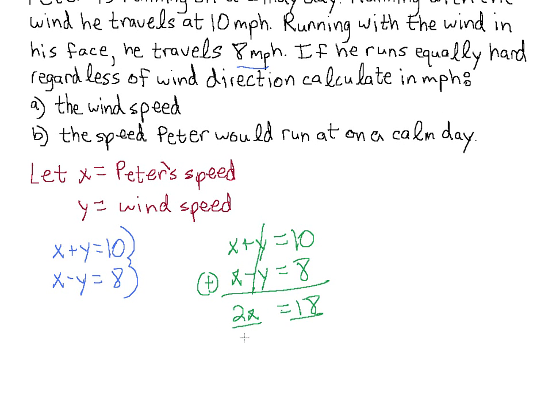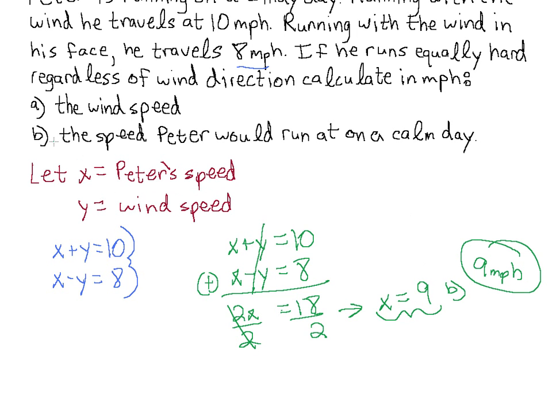We can divide both sides by 2. These two terms will cancel, which gives us x equals 18 over 2 is 9. So we have one of our variables solved for, and that's actually one of the questions we're asked. We want to know, this is B that's being answered. The speed Peter would run on a calm day, in other words, his true speed, and that's x. That's Peter's running speed, 9 miles per hour. So 9 miles per hour is B.